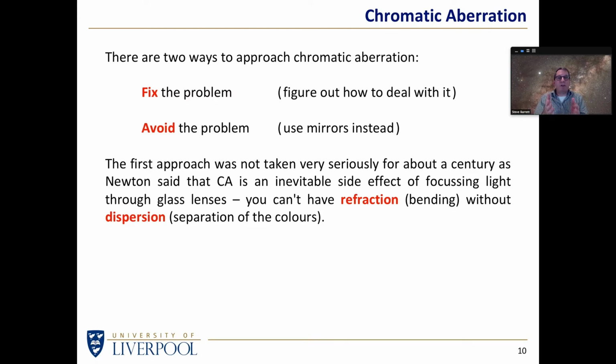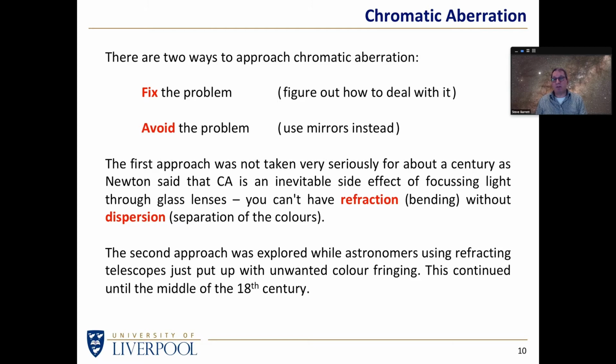You can't have, in other words, refraction without dispersion. So if you want to bend light and actually focus light, you are going to produce rainbows, you are going to produce separation of the colours. And as Newton said that, everybody said, well, Newton is always right, so there is no point in trying to fix the problem because Newton has said that it's inevitable. So the alternative is switch and start using mirrors instead.